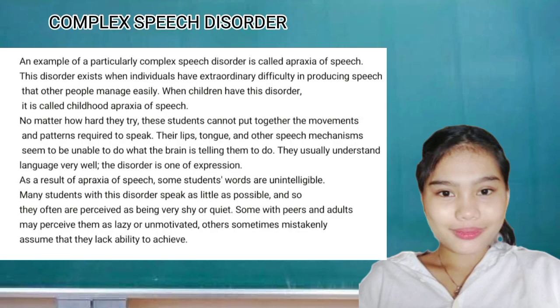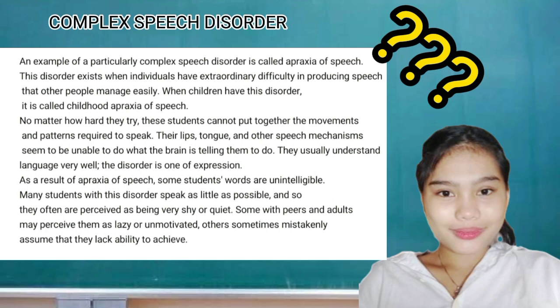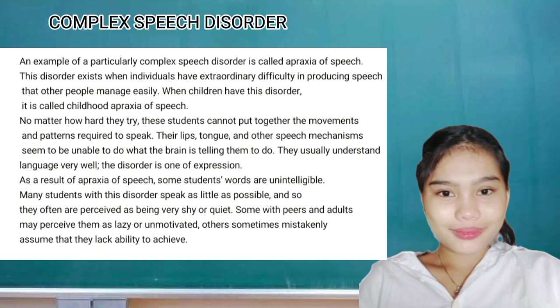So next, an example of a particularly complex speech disorder is called apraxia of speech. These disorders exist when individuals have extraordinary difficulty in producing speech that other people manage easily. When children have this disorder, it is called childhood apraxia of speech. No matter how hard they try, these students cannot put together the movement and pattern required to speak. Their lips, tongue, and other speech mechanisms seem to be unable to do what the brain is telling them to do. They usually understand language very well. The disorder is one of expression.